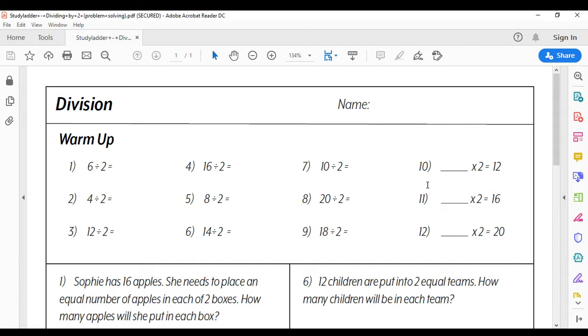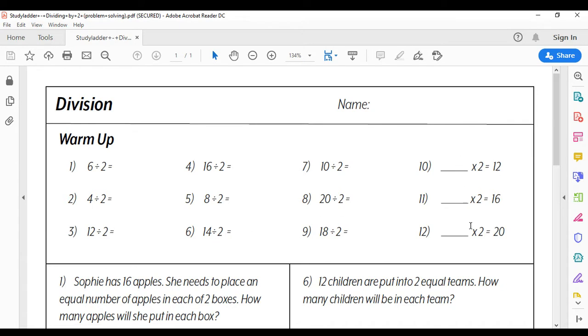Up here, this is just a warm up. This is pretty easy. If you have six divided by two, you're taking six and you're splitting it in half. So what is the half of six? Same as with these numbers here: 14 divided by two, you're taking this number and halving it. What's the half of 14?